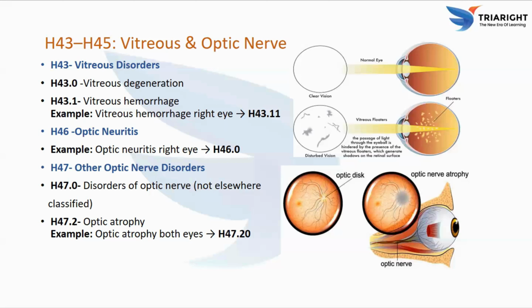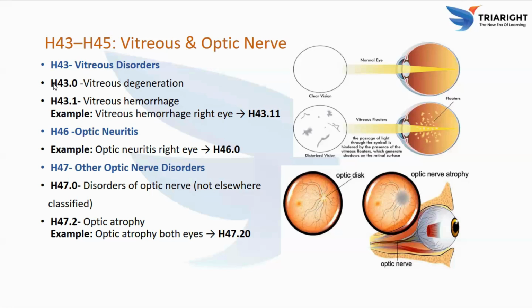So what is the example? Vitreous hemorrhage right eye is diagnosed. You have to assign the code H43.11. In the case of the left eye, you have to assign the code H43.12. So this is about the vitreous disorders.